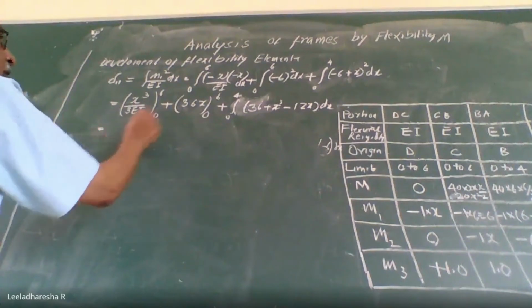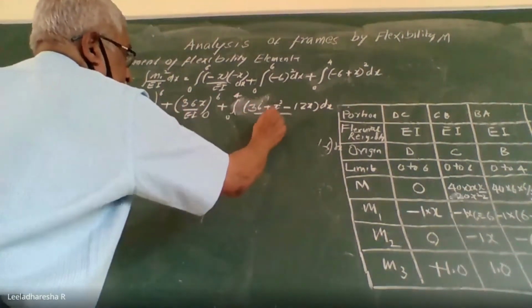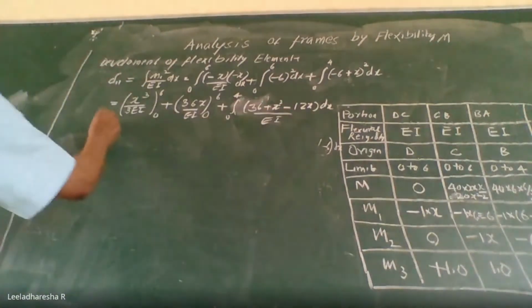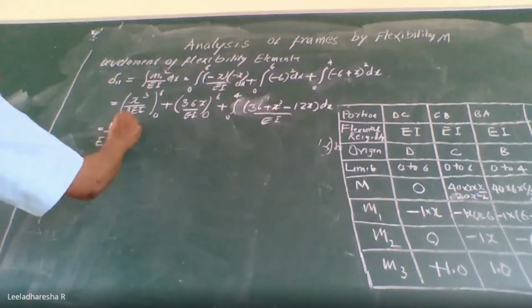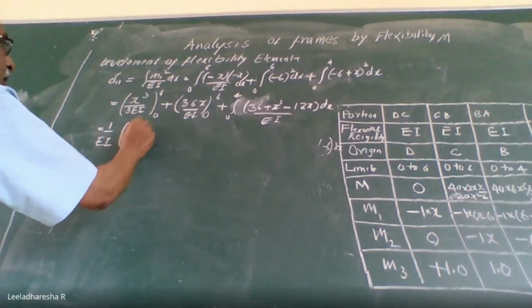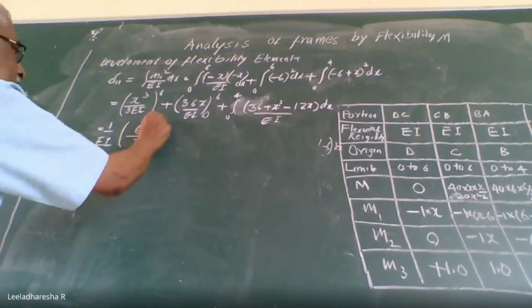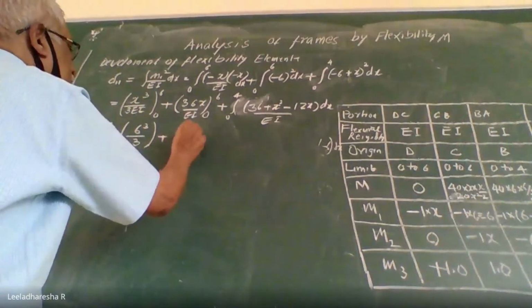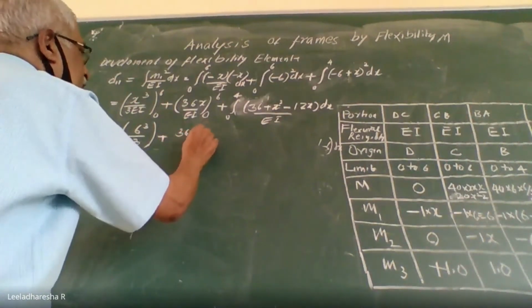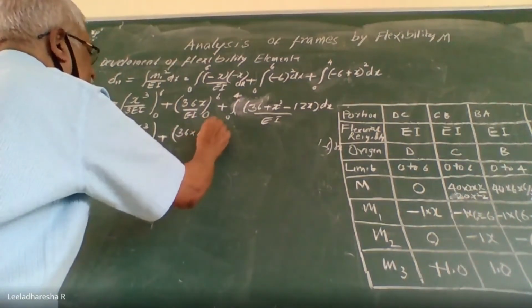So here we can keep out EI constant. Otherwise, every time I need to write. So 1 by EI, I take it as common. Substitute the limits: 6 cube divided by 3 plus 36 into 6 between the limits 0 to 6.